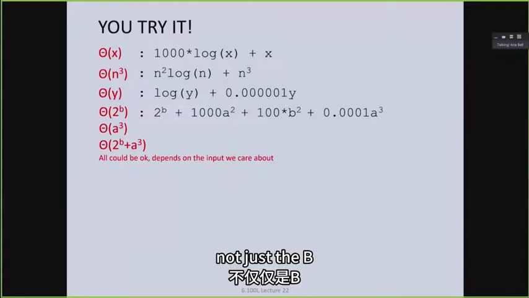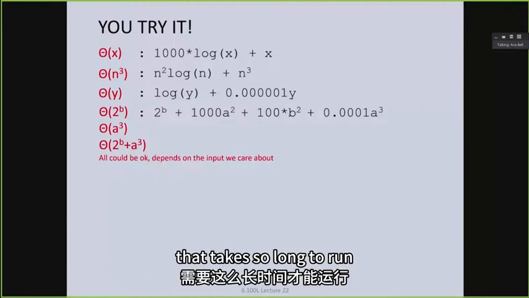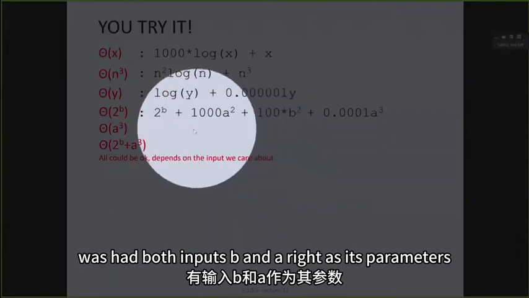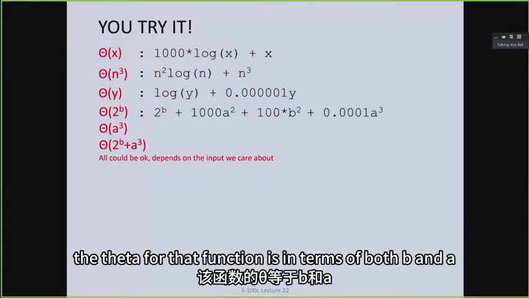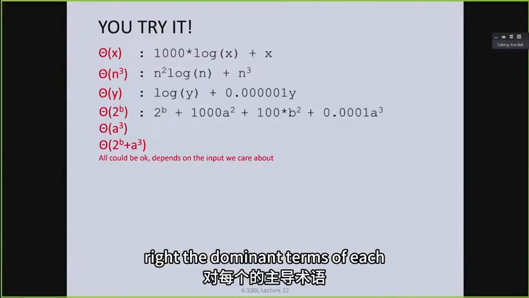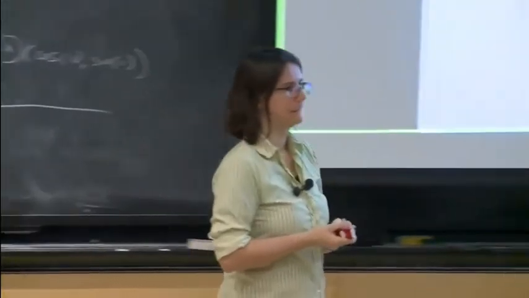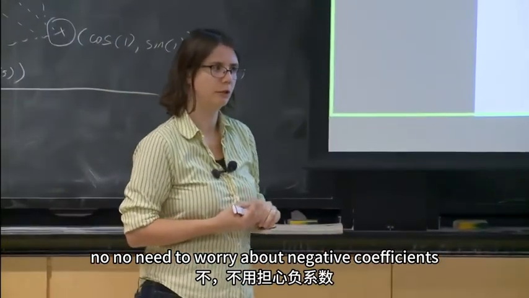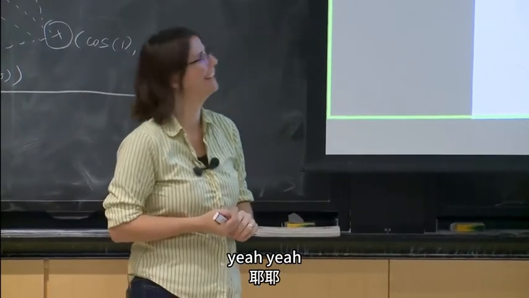Not just the b. Right, so if this function, whatever this crazy function is that I wrote that takes so long to run, had both inputs b and a as its parameters, the theta for that function is in terms of both b and a, right? The dominant terms of each. Worry about negative coefficients? No, no need to worry about negative coefficients.